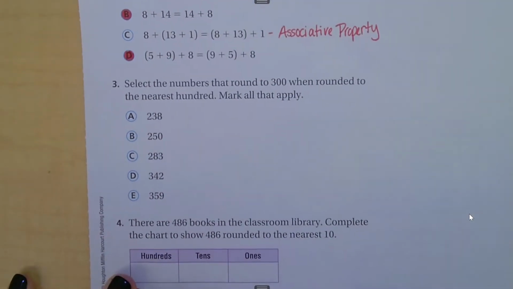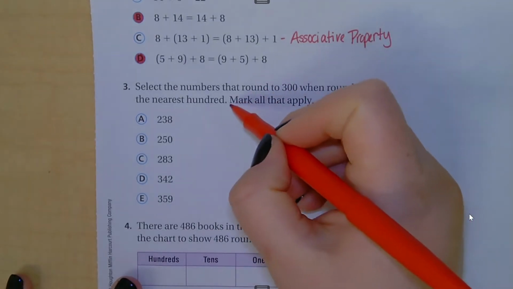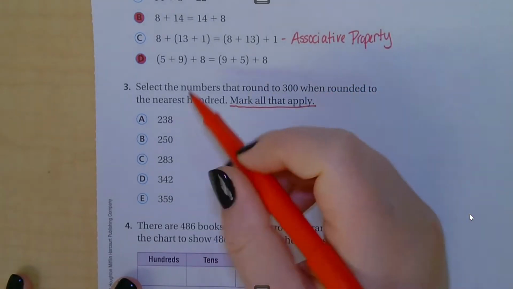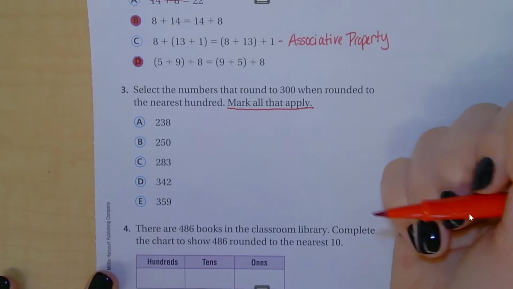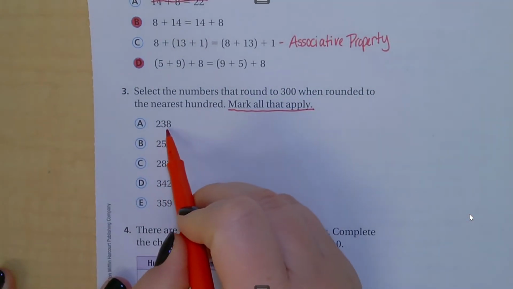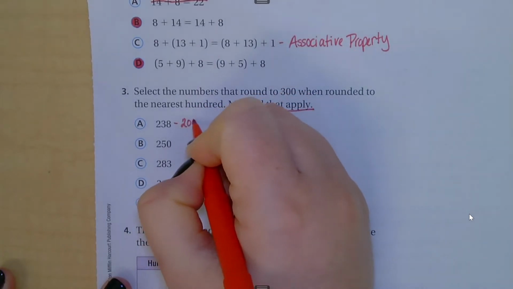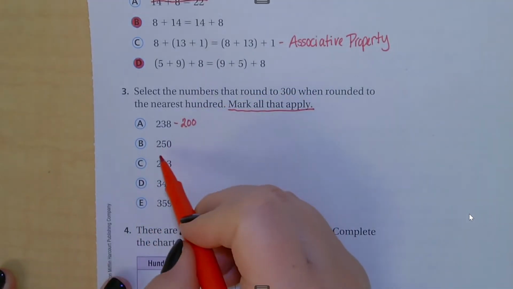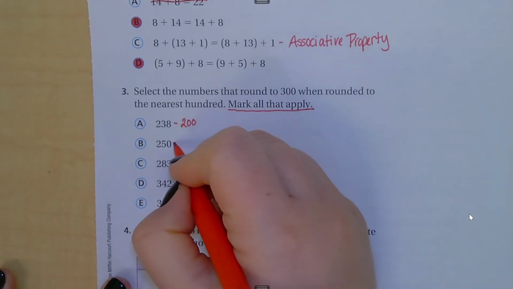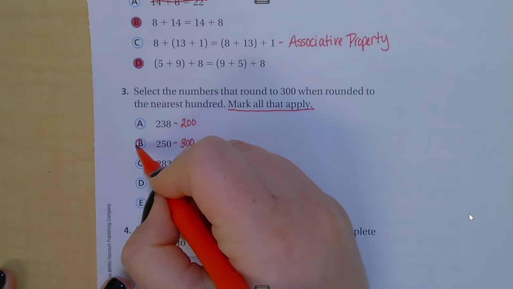Okay, look at number 3. Select the numbers that round to 300 when rounded to the nearest hundred. Again, mark all that apply. Now, I'm not just going to look at them and guess. I'm going to actually round all of them to the nearest hundred. 238 rounded to the nearest hundred is 200. 250 rounded to the nearest hundred is 300. That one, yes.